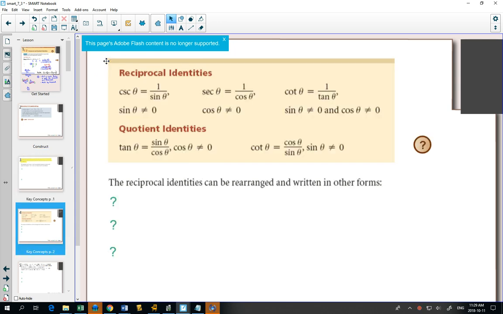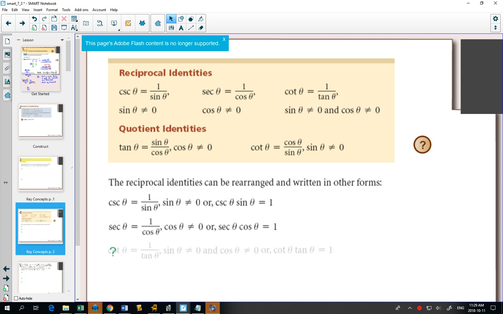So at the bottom of this page, we have these listed as reciprocal identities. Cosecant's 1 over sine, secant's 1 over cos, cotangent's 1 over tan. We also know that tan is sine over cos, and cotangent is cos over sine. And at the bottom of the page, they rearrange them a little bit. If cosecant's 1 over sine, then cosecant times sine theta would have to be equal to 1.